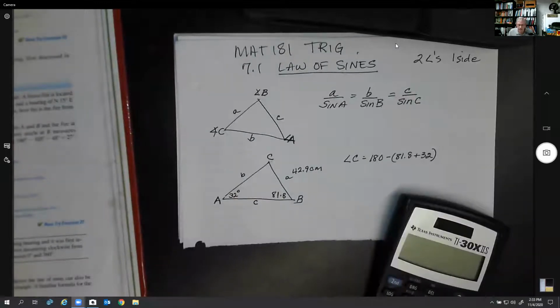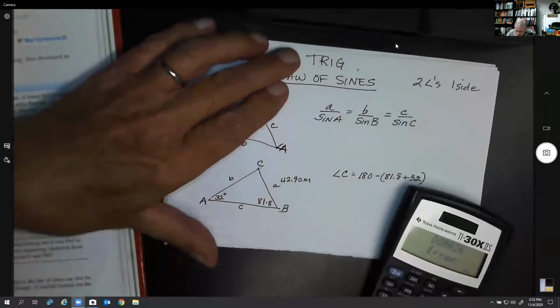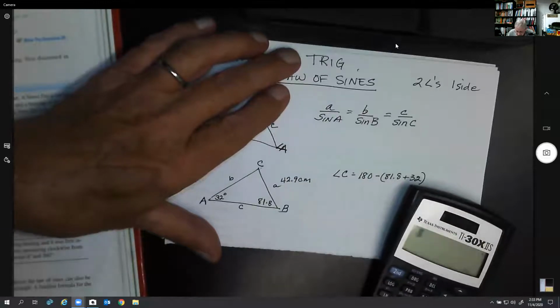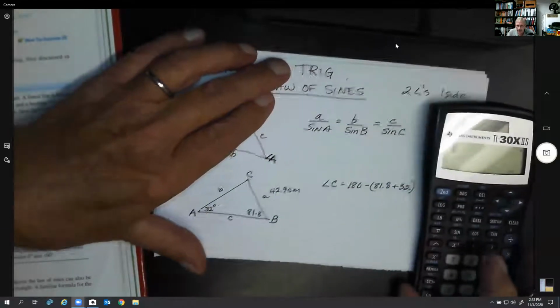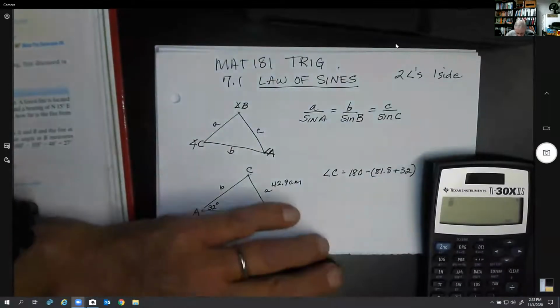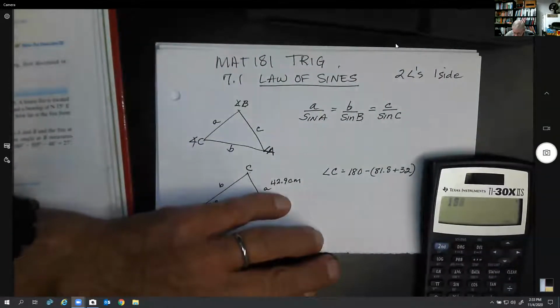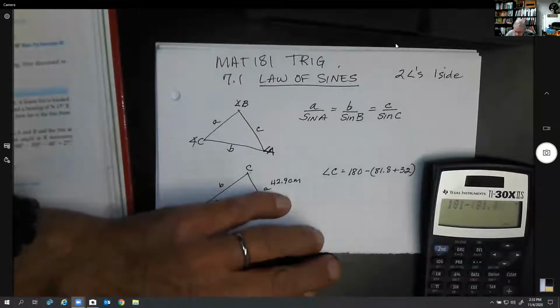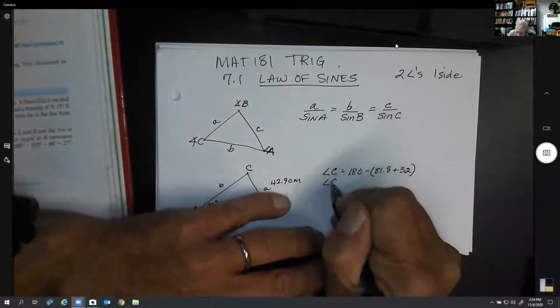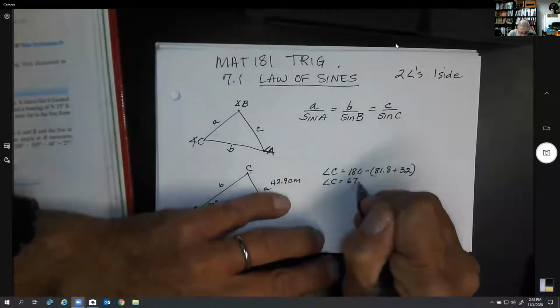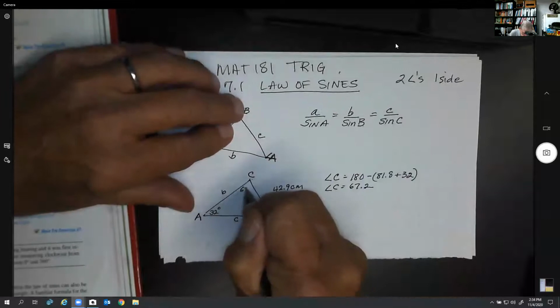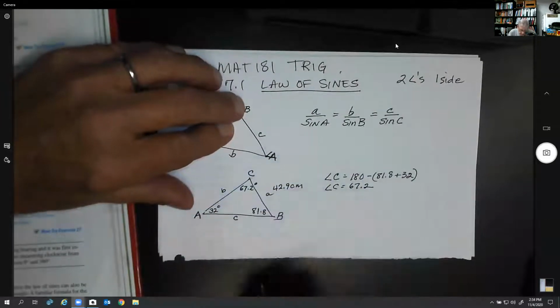Okay. Obviously, we need the calculator. Where can I put this so you can see it? Right there. Looks pretty good. So we got 180 minus parentheses 81.8 plus 32. So we know angle C now is 67.2 degrees.